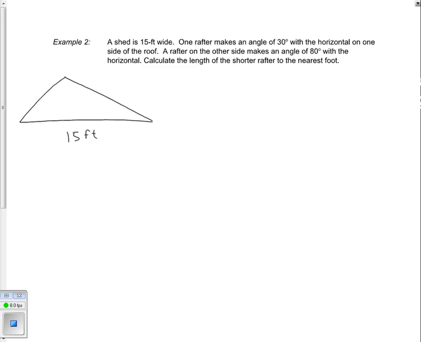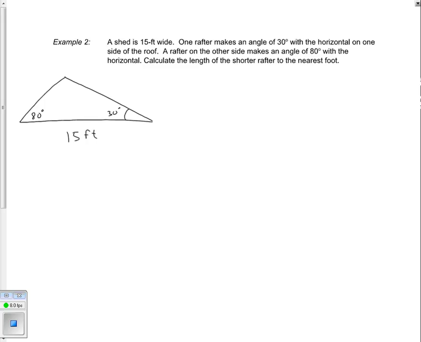So one rafter is 30 degrees to the horizontal, so we'll say that rafter is 30 degrees, and the rafter on the other side is an angle of 80 degrees. So we'll say that this one is 80 degrees. And we want to figure out the length of the short rafter.